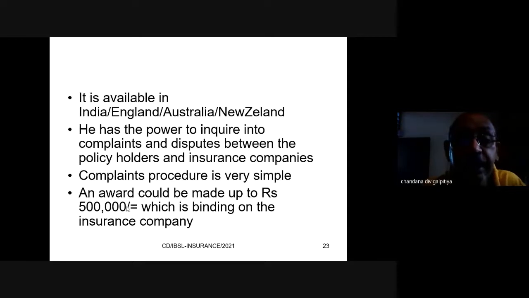It is available in India, England, Australia, and New Zealand. And he has power to resolve disputes between policyholders and insurance companies. The complaints procedure is very simple. You can just nominate them. And he has power to handle claims up to 500,000. So this is a limited power given to the ombudsman.